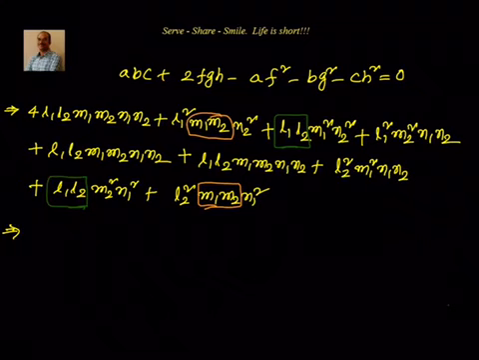Now next is N1 N2. Where is N1 N2 common? Let's put another color for that. Let us take N1 N2. We have N1 N2 common here and we have N1 N2 common here.